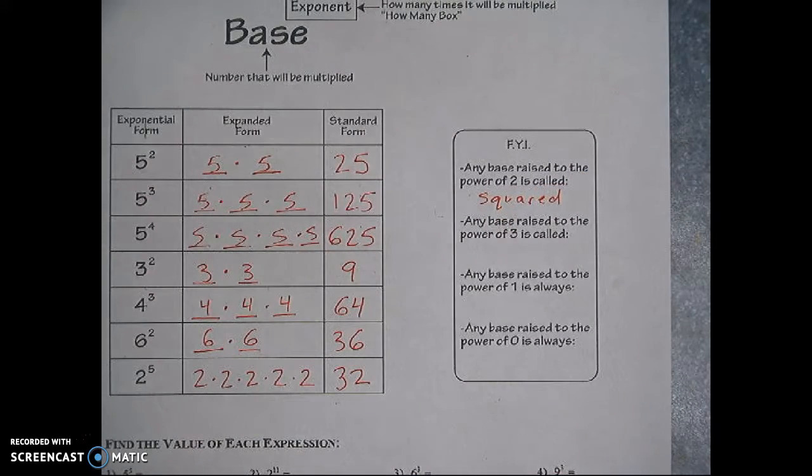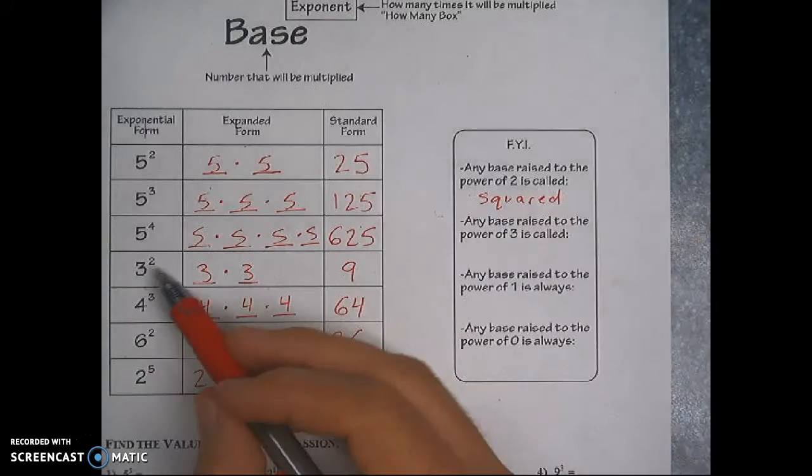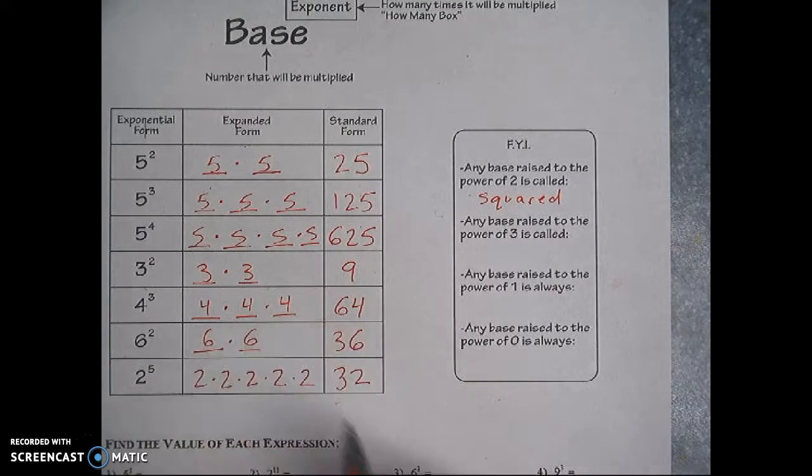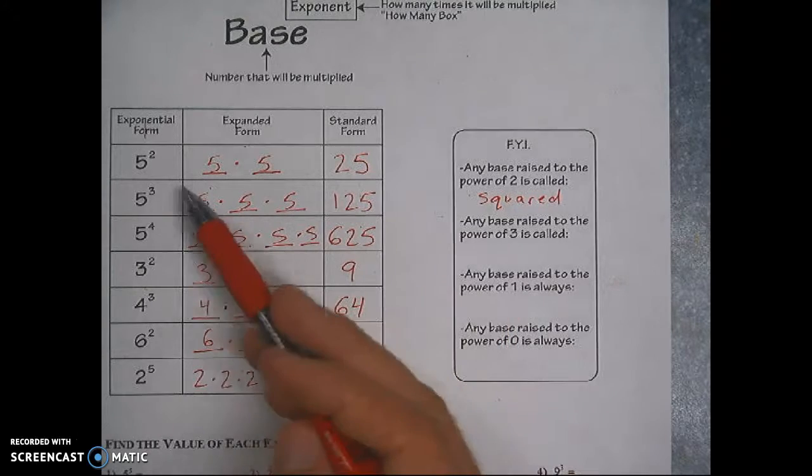So instead of saying 5 to the second, I can say 5 squared. 3 squared. 6 squared. If you say to the second power, you're not wrong. This is just another option. So what about 3? 3 also has a special one.